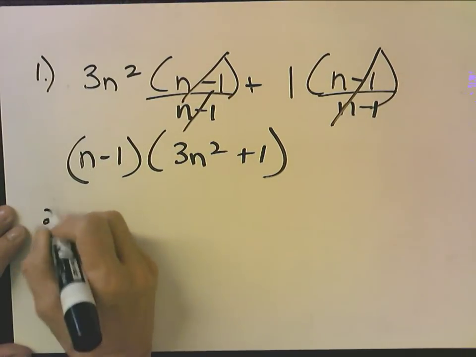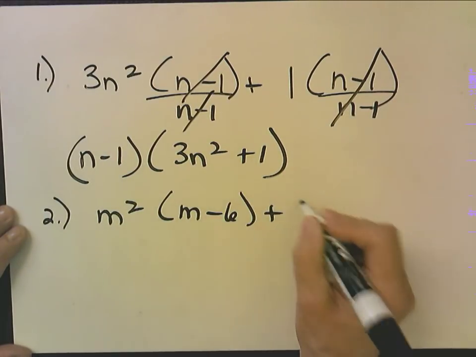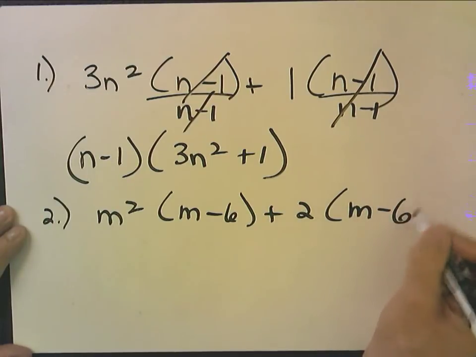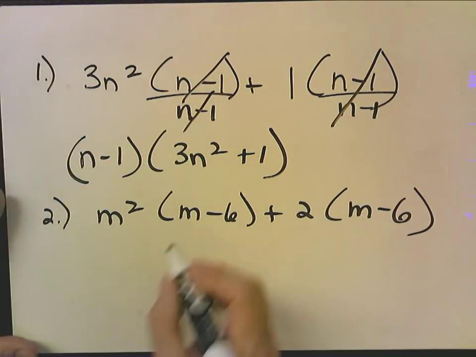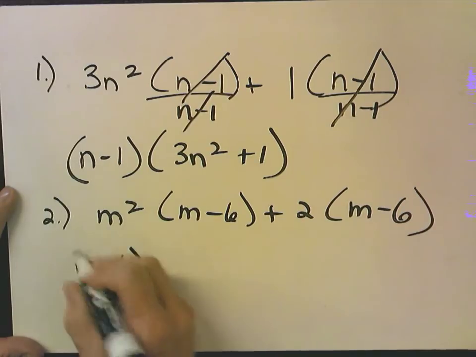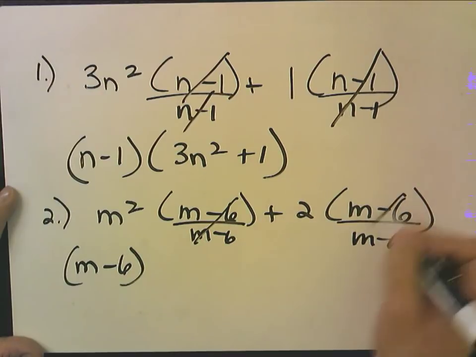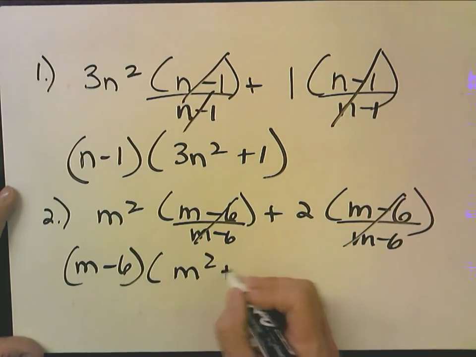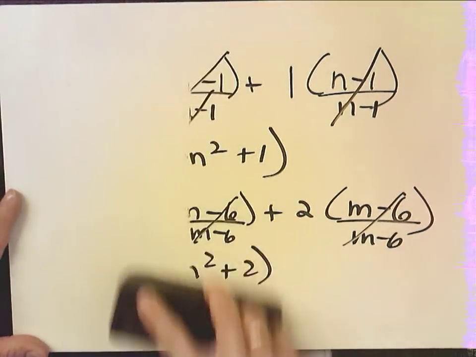Now, try to do number 2, m squared times m minus 6 plus 2 times m minus 6. Try to do that on your own. Stop the video and start it again when you're done. So, we take out m minus 6, it is grandma. So I divide this by m minus 6. I divide this by m minus 6. And I'm left with m squared plus 2. Okay? Now, let's try number 3.